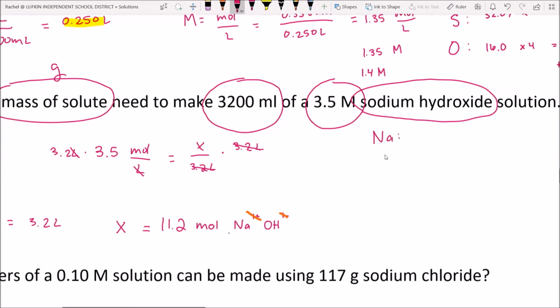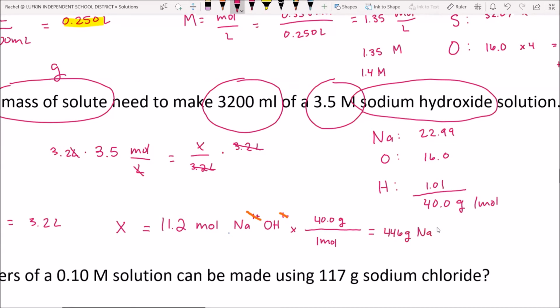So we're going to add this up: 22.99, 16, and 1.01. When you add all that up, you should get 40 exactly, which is really satisfying. So are we going to divide or multiply? What are we going to do with that 40? Yes, multiply, because we're trying to get 40 grams for every 1 mole. When you're converting to moles, you divide. When you're converting to grams, you multiply, just like those stoichiometry problems. So 11.2 times 40 is what? 446 grams of NaOH, and that's our final answer.